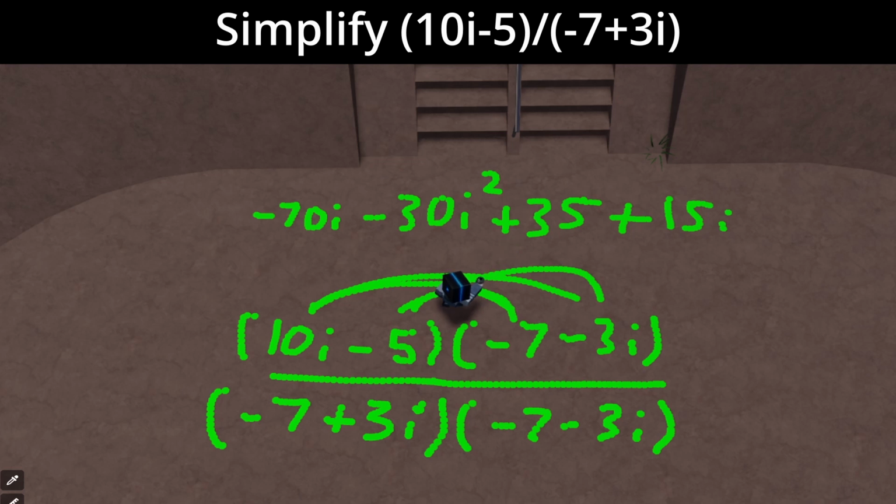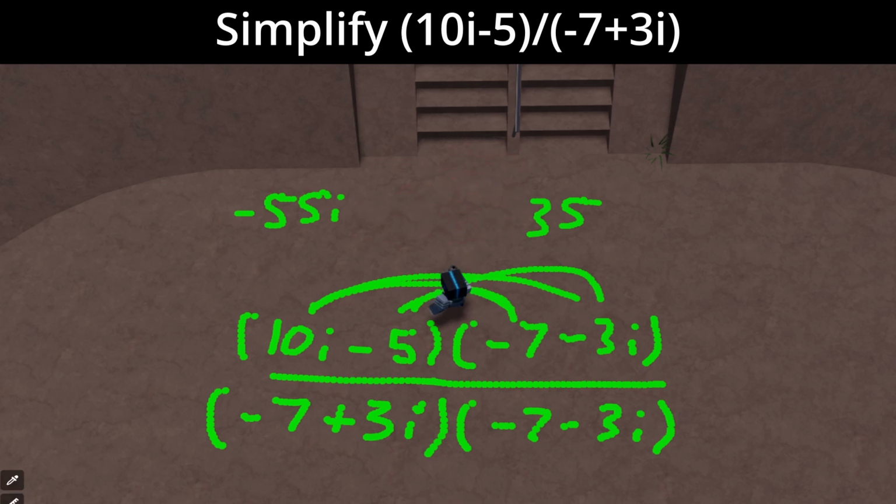So now let's simplify some terms. First off, I know that this minus 70i and plus 15i can be combined. Minus 70 plus 15 is just negative 55. So I have negative 55i. And then for that minus 30i squared, i squared is just negative 1. So in other words, all we have is minus 30 times negative 1. And minus 30 times minus 1 is positive 30. And then 30 plus 35 is just 65. So this numerator just simplifies to minus 55i plus 65.